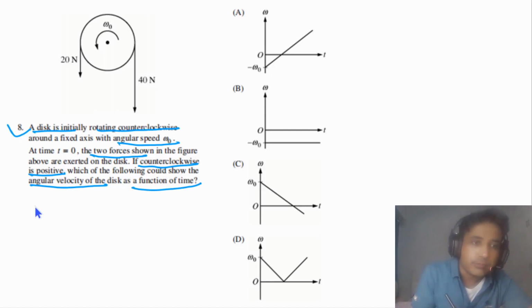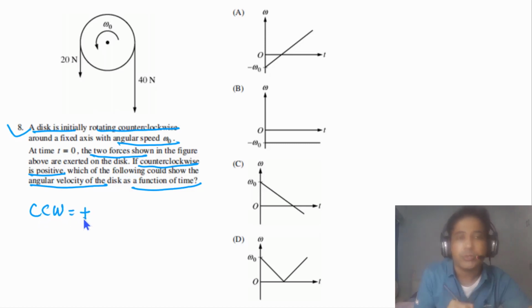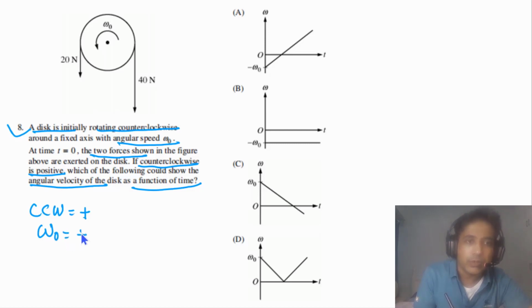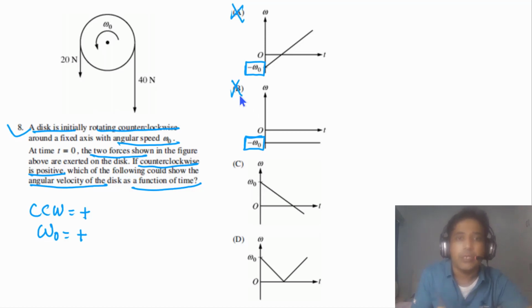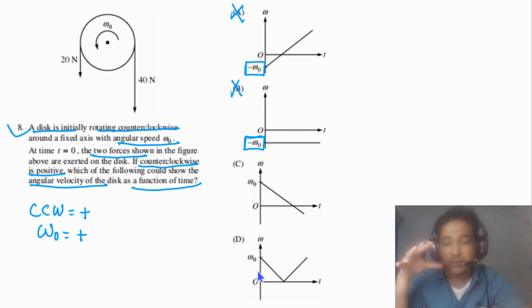So the first thing, simply we can say in this case counterclockwise we have to take as positive. So initial angular velocity also has to be positive. Now if you look at the given options, option A is incorrect because this is showing initial angular velocity is negative, and option B is also incorrect because this is also showing initial angular velocity is negative. So our answer is C, our answer is D.